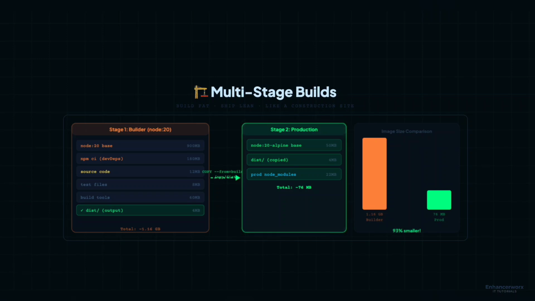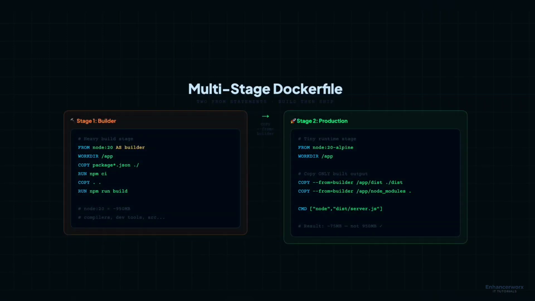Here's what that looks like in a Dockerfile. Two FROM statements, two stages. The builder stage uses Node 20, a massive image with compilers and dev tools. It installs dependencies and builds the app. The production stage uses Node 20 Alpine, a tiny image, just 5 megabytes. It copies only the built output from the builder. Your image goes from 950 megabytes down to 75 megabytes. Faster deployments, smaller attack surface.